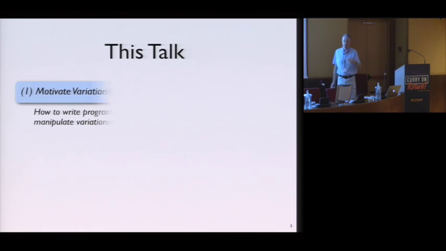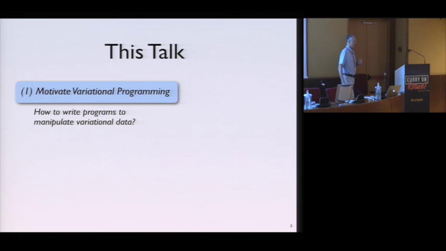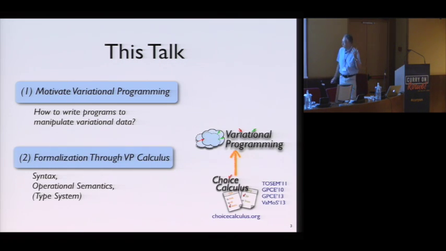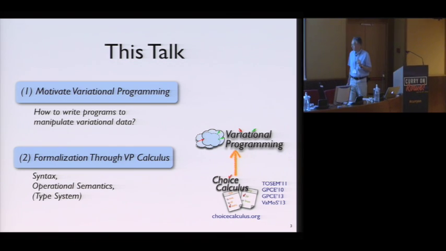And so what I want to do in this talk is first give you some background and motivate variational programming, because it's something fairly new. Basically the question behind this is how to write programs that can manipulate variational data. Then I want to show you part of a formalization of this idea through a variational programming calculus. I will show you some of the syntax and a little bit of operational semantics. I probably won't have time to talk about the type system.